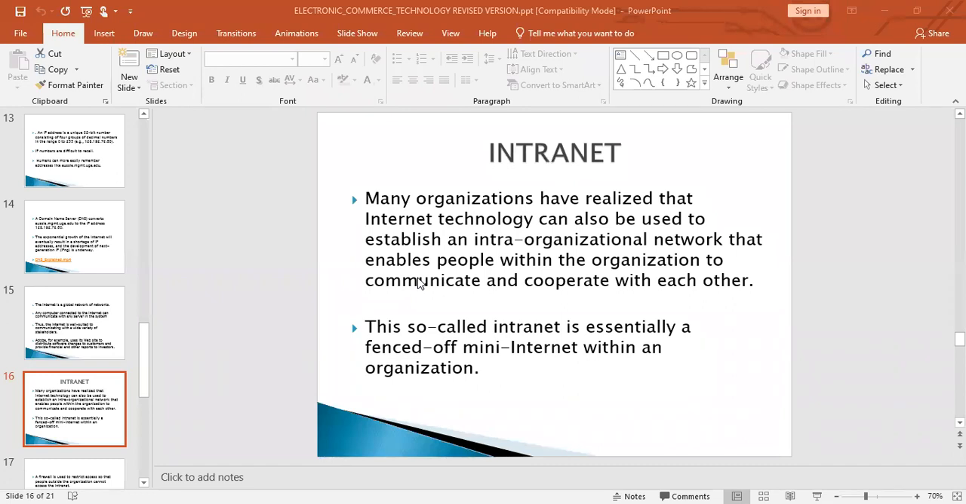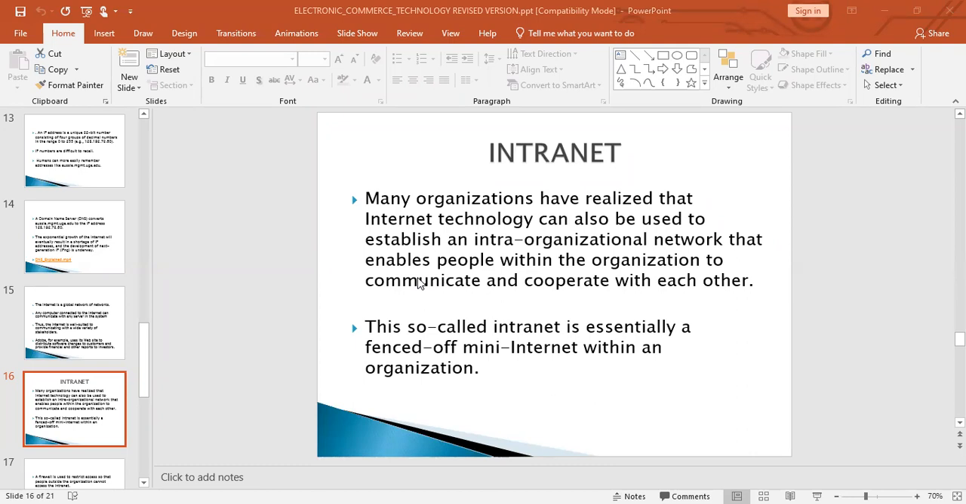All the boss will have to do is go onto his computer and send a message. This message will be sent to the subordinate. The subordinate will get an alert that the boss has sent a message. Then he will respond accordingly. This kind of system is what we call the intranet.